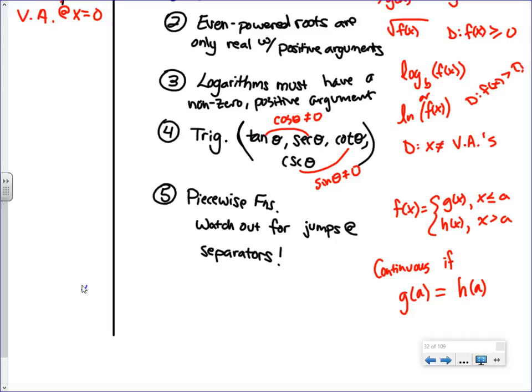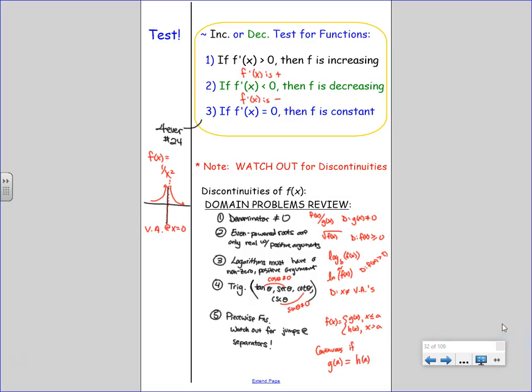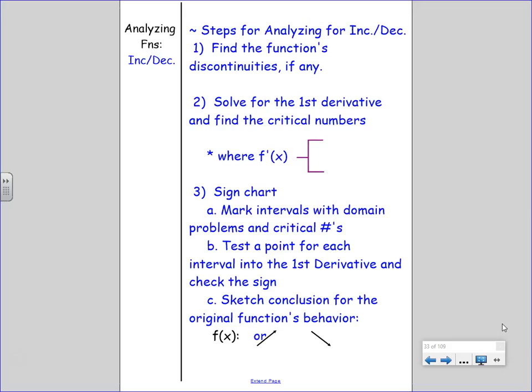So maybe that's a good sum up after our AP number 1 that was due yesterday. Kiddos, all of that was to talk about discontinuities. Why were we talking about discontinuities? Because we need to analyze a function. And we start by finding discontinuities.